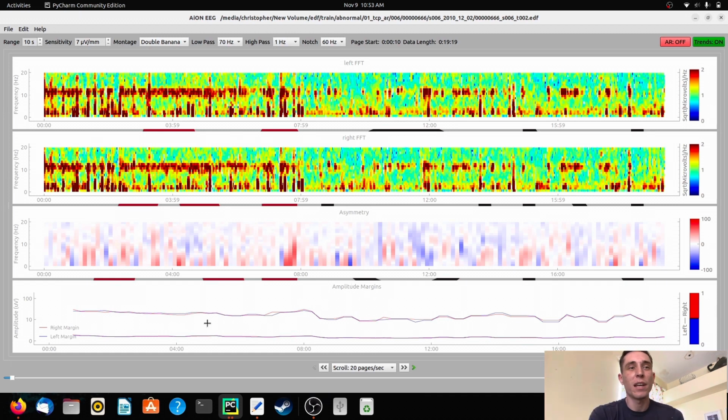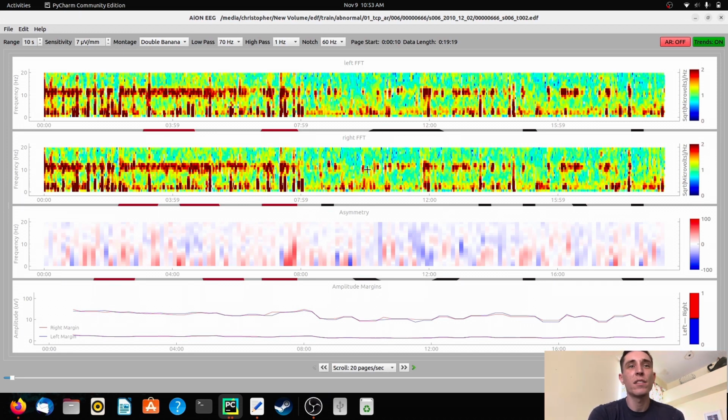If you want to see the amplitude, the left is the blue line, the right is the red line, and this shows an average of the amplitude at the bottom areas of the EEG, the lowest amplitude, and they're pretty much overlapping lines, so that's pretty symmetric. And an average of the amplitude at the highest margins, where the red and blue line are essentially overlapping. So amplitude is symmetric, they are symmetric in frequency as well, and we have a nice 11 hertz posterior dominant rhythm.